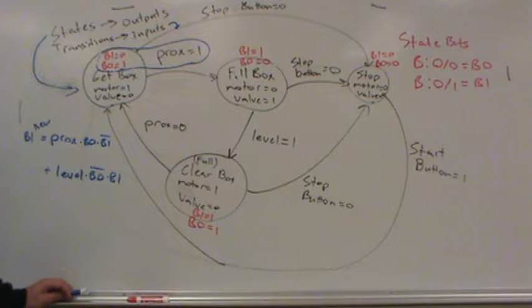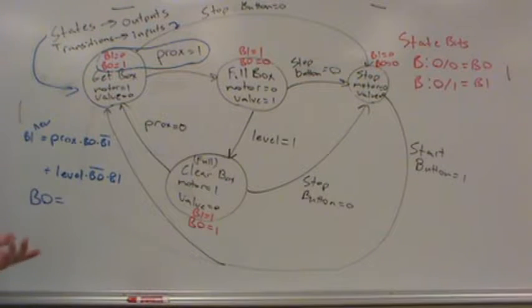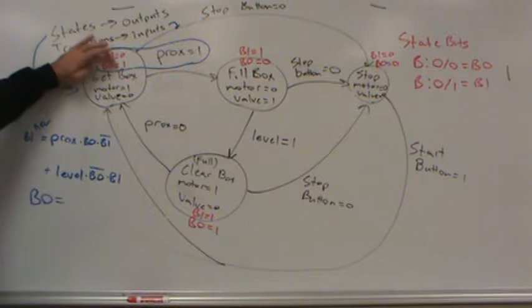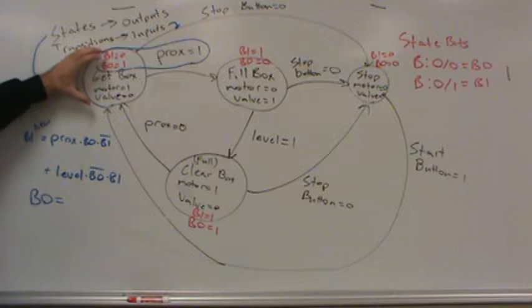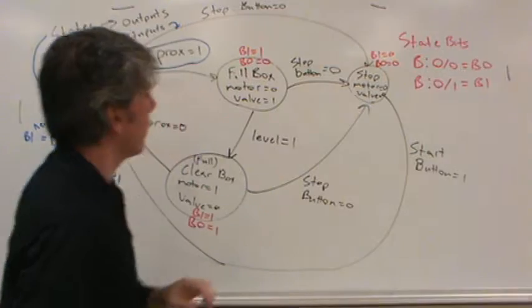Let's try the other bit. Let's try B0. Help me out with B0. Where's B0 a 1? Get box, okay. So B0 is a 1. Clear box. How could we get to that state? The only way you can get there is from clear box or the stop state. Right, so we could get there here, from here, or from here.